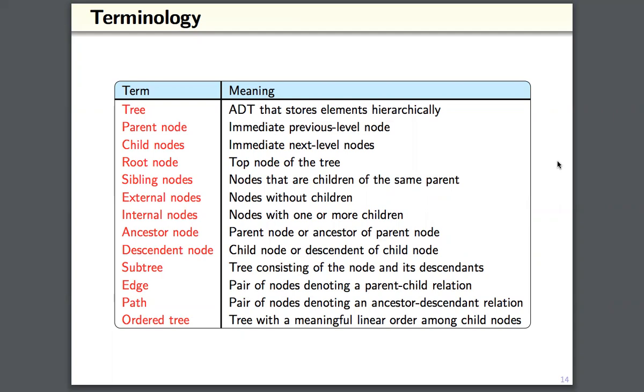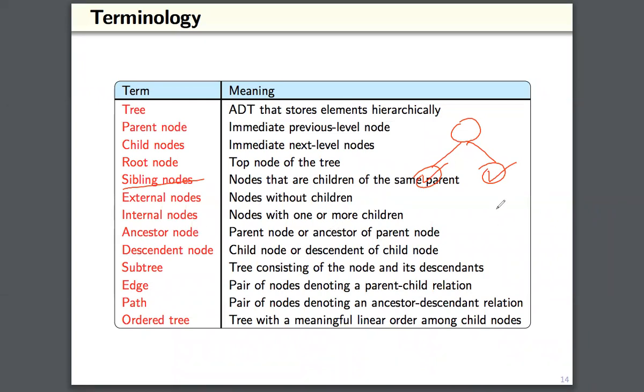Siblings, children of the same parent, those are sibling nodes. These two are sibling nodes of each other. External nodes, nodes that do not have any children. So you can see the leaf nodes are external nodes. Internal nodes, non-leaf nodes, are internal nodes.